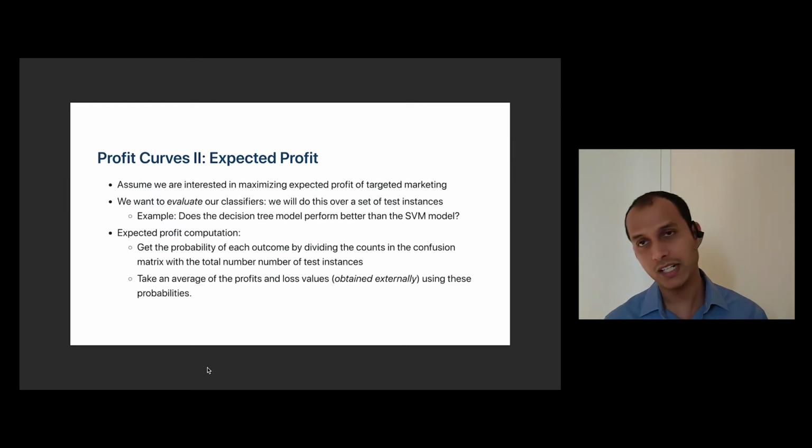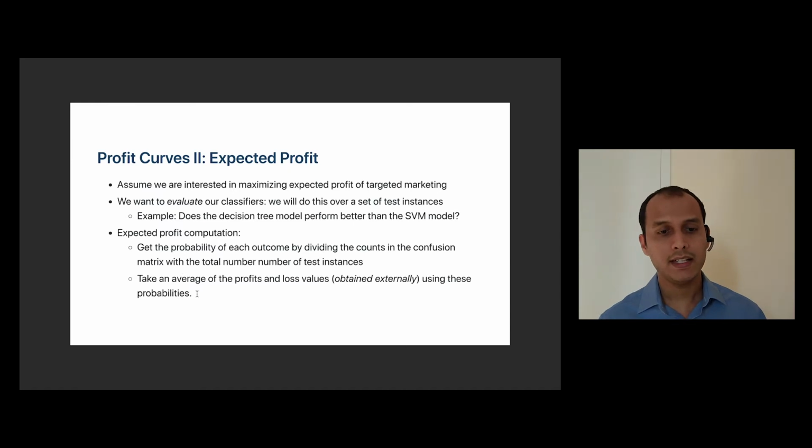So first, before getting to a plot, I want to compute an expected profit for a given confusion matrix. The confusion matrix has counts. Every test instance, I'm going to put in one of the cells in the confusion matrix, depending on how well the classifier predicted. I'm going to normalize the matrix by dividing all the numbers in the cells by the number of test instances I have, so that each cell entry now corresponds to a number between 0 and 1, which is essentially probabilities.